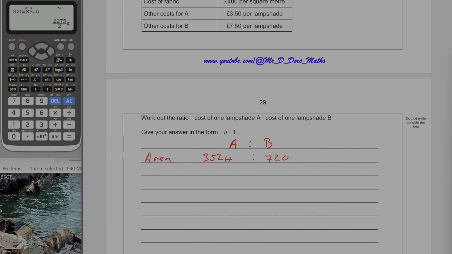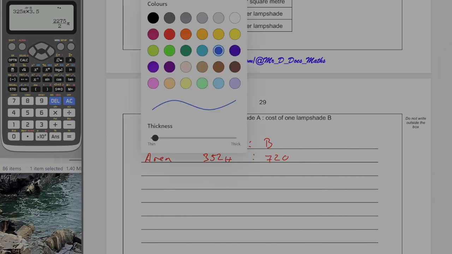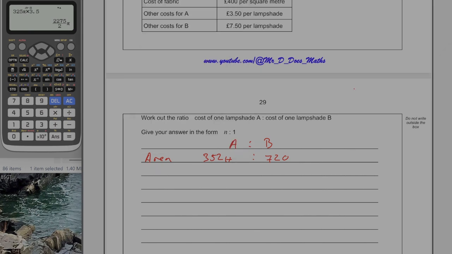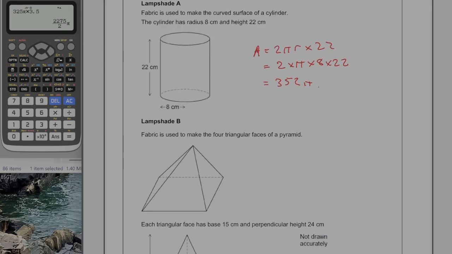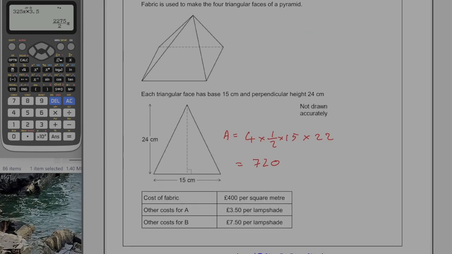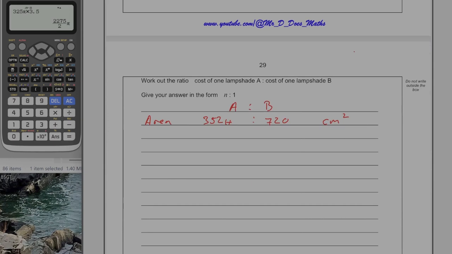Okay, and that is going to be our area for one lampshade in centimeters squared. Let me just double check that. Both for these centimeters and centimeters. Right, so let's say 1 meter squared is actually equal to 100 centimeters, 100 squared centimeters squared.